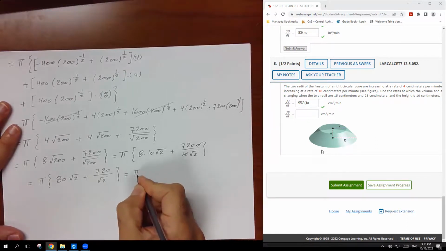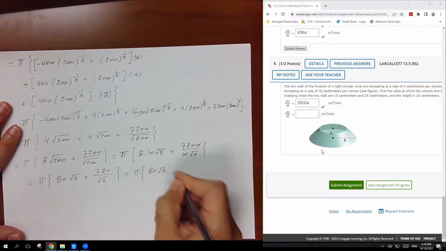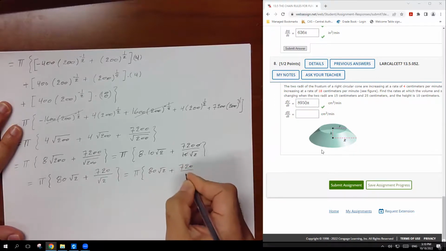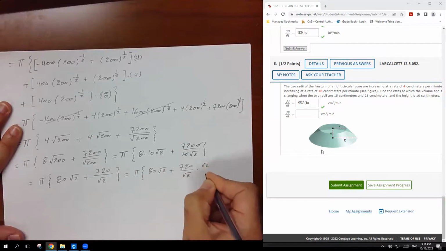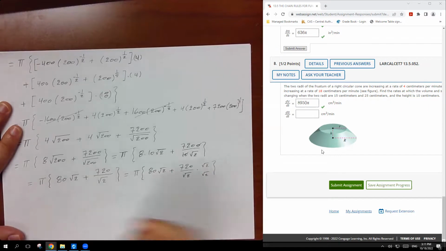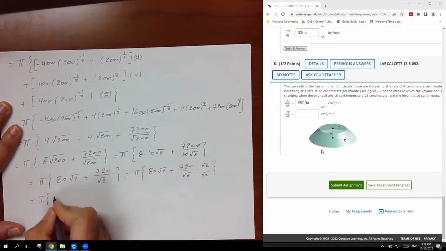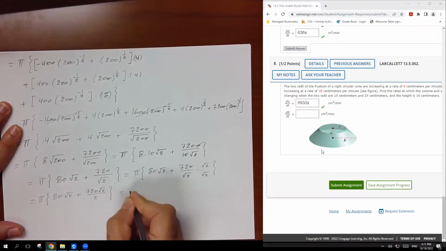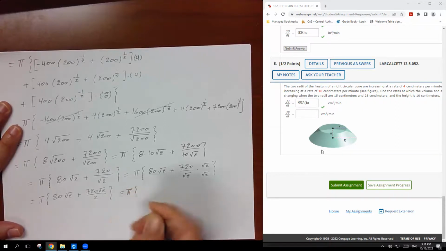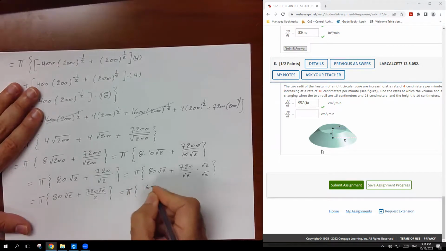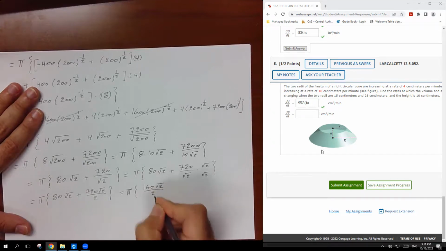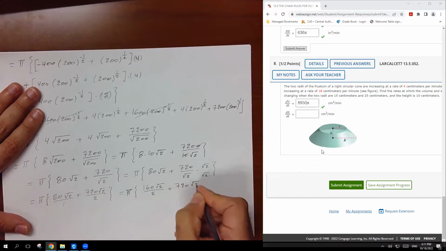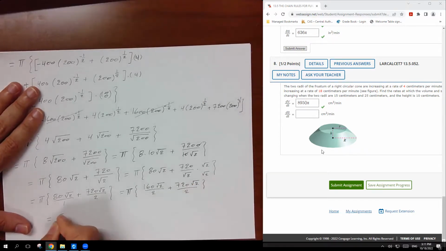So this one is going to be equal to pi, and here is 80 square root of 2 plus 720 over square root of 2. I'm going to multiply by square root of 2 over square root of 2. So this one is going to be pi, and it's going to be 80 square root of 2 plus 720 square root of 2 divided by 2. Now find the common denominator here. So it's going to be pi, 160. We're going to multiply by 2: 160 square root of 2 divided by 2. I'm going to multiply, this is over 1, multiply by 2, and plus 720 square root of 2 divided by 2. Then this one is going to be pi.